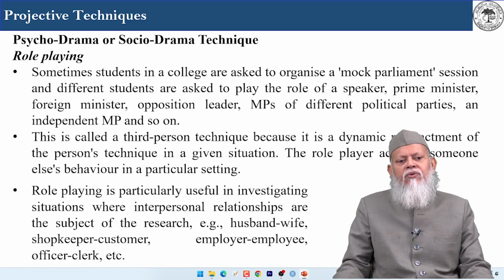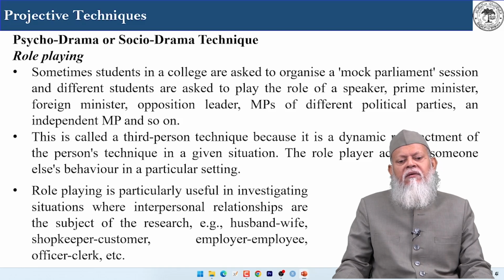Then psychodrama or sociodrama, in which role playing is done. Sometimes students in a college are asked to organize a mock parliament session, and different students are asked to play the role of a speaker, prime minister, foreign minister, opposition leader, MPs of different political parties, an independent MP and so on. This is also called a third person technique because it is a dynamic reenactment of the person's techniques in a given situation. The role player acts out someone else's behavior in a particular setting.